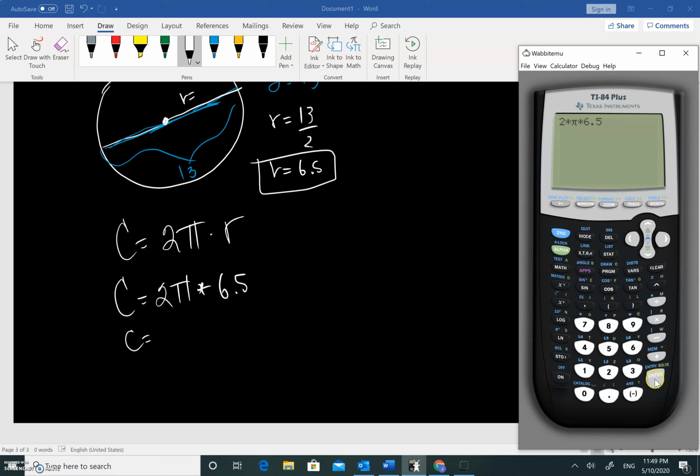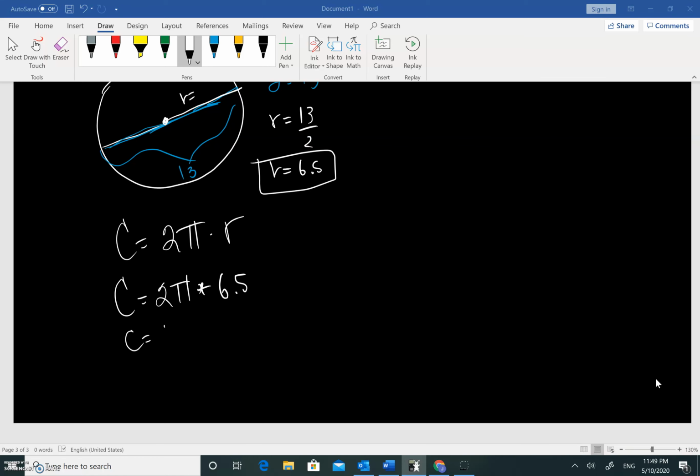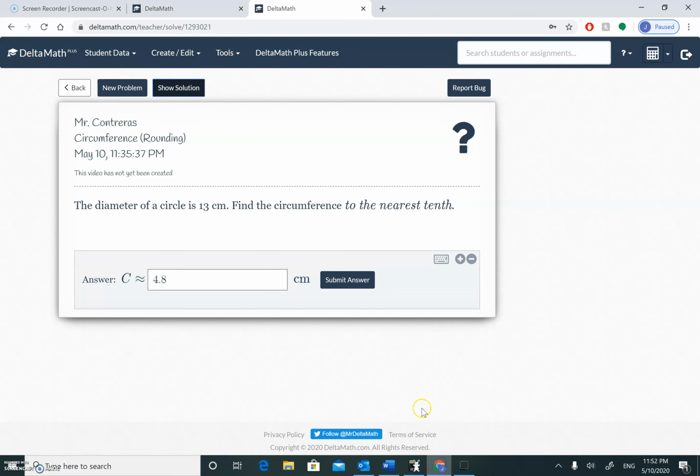And now that's going to give me my number that I have to round. So it's going to be 40.84. So I'm rounding to the tenth place. This is my tenth place, so I'm interested in the 4. The 4 is less than 5. Therefore, C is approximately 40.8. Now I have this question here on my Delta Math.